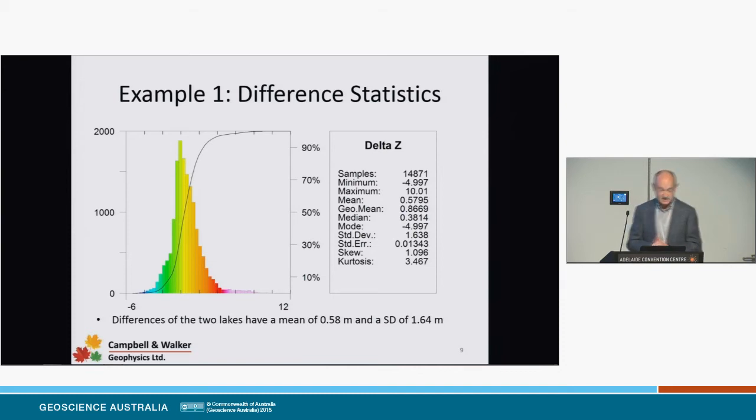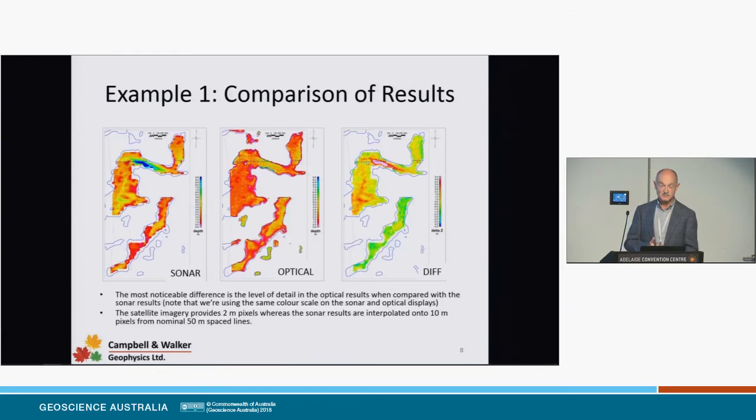look at the different stats. The mean difference is 0.6 of a meter, standard deviation of 1.64. I felt that was pretty good. The absolute accuracy of the sonar is not known. The resolution, though, is good. It's around 20 centimeters.